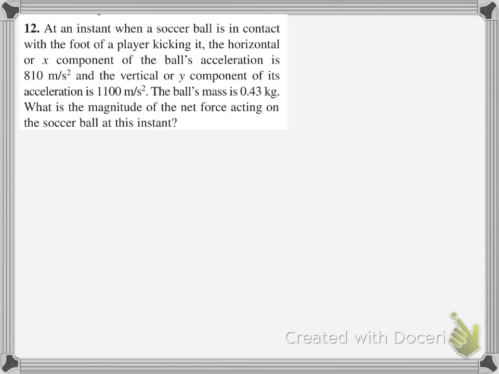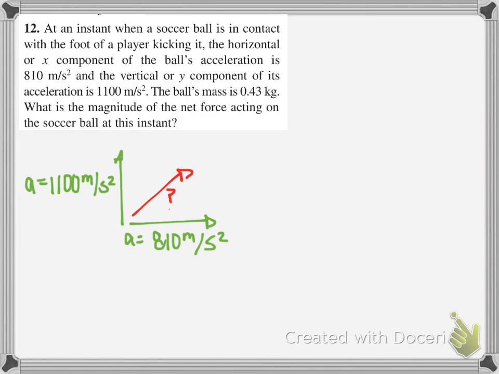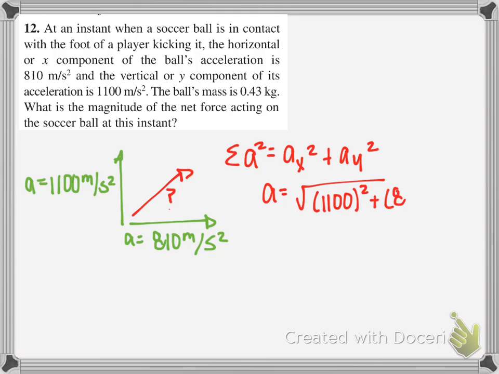Now, let's start the problem by drawing a free body diagram. You know that the vertical acceleration is 1,100 meters per second squared, and your horizontal acceleration is 810 meters per second squared. You need to find the magnitude of the acceleration. Therefore, using the Pythagorean theorem, you can see that your acceleration will be equal to 1,366.1 meters per second squared.